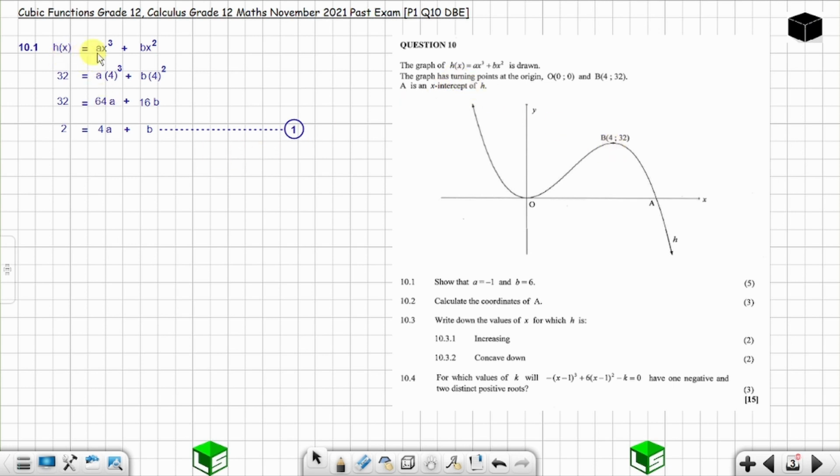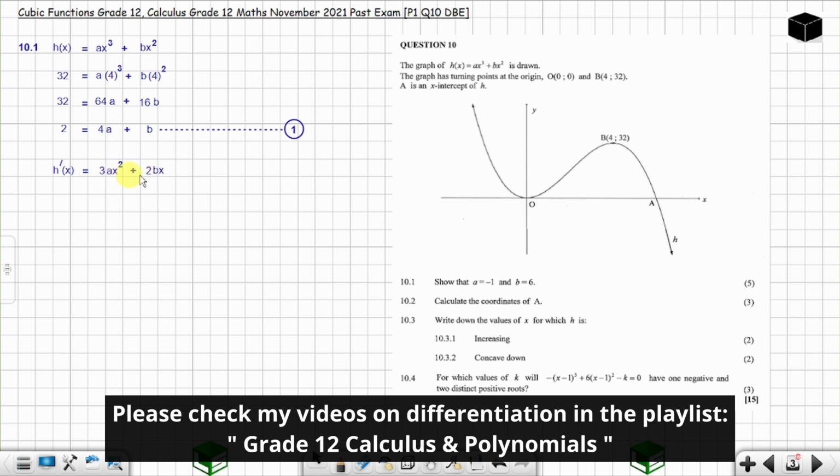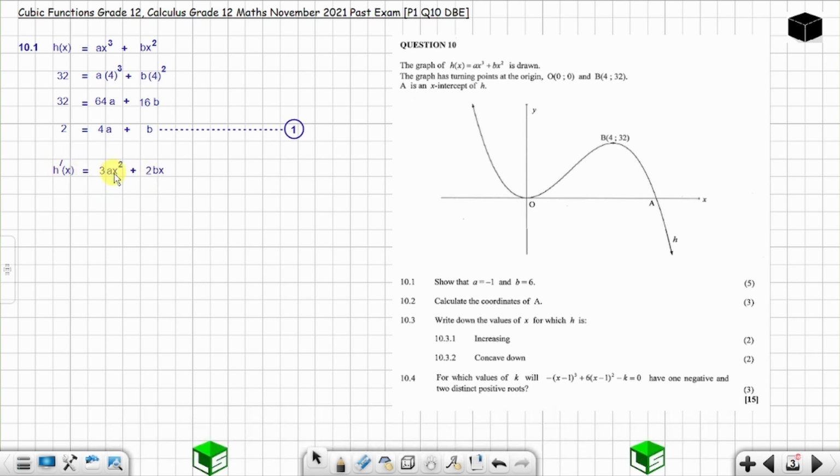So you have h of x is equal to this. The first derivative, h prime of x: here the coefficient is a and the exponent is 3, and here the coefficient is b and the exponent is 2. You take the exponent times the coefficient, and then you subtract 1 from the exponent. You also do the same for the second term. You are going to get this. I hope you know how to get the derivative. So h prime of x is equal to this.